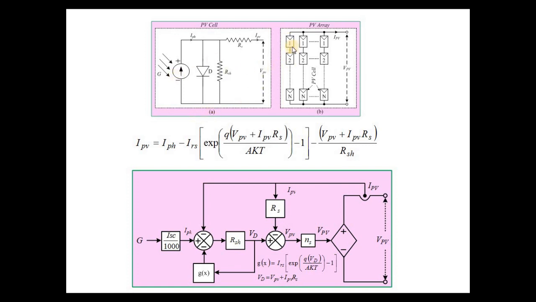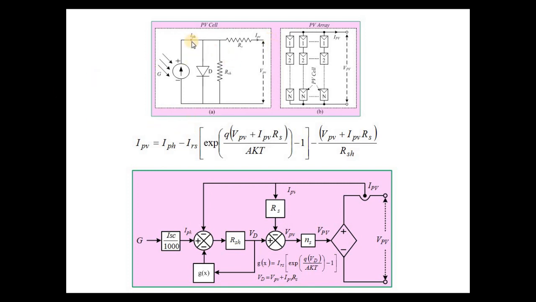If many PV cells are connected in the combination of series and parallel, then it is called a PV module, or you can simply call it a PV array also. The combination of modules again you can call a PV array. I mean the PV array consists of many modules. Each module consists of many PV cells, and a PV system consists of many PV arrays. In general, these are the denominations.